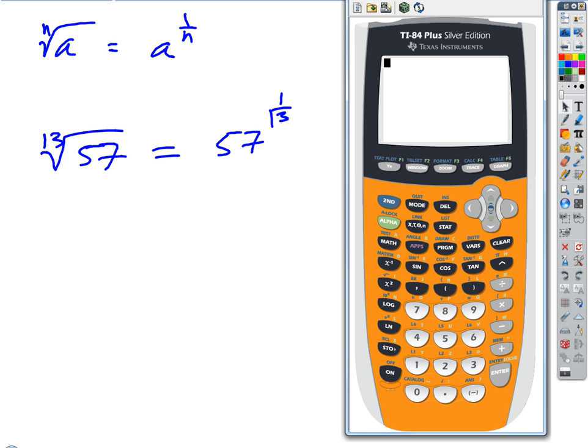So if I want to make the calculator actually create an expression that looks like that, I'll just show you, but don't ever do it this way. You type in the index first, which is 13, right? Type in the index, and then you go to the math menu, and you choose the 5th option, and look what it does. It puts the 13 in the index.